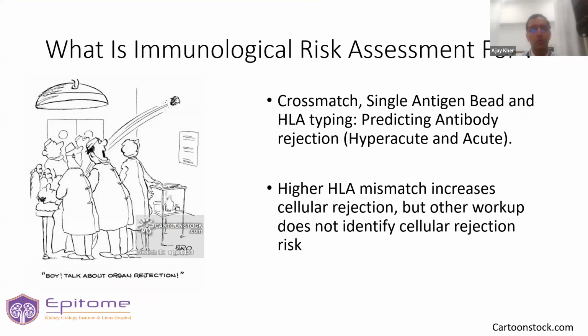What this evaluation will not do is tell you anything about cellular rejection. There are certain risk factors, so a higher HLA mismatch may increase cellular rejection, but this workup is not to identify cellular rejection. This is only to assess and try to predict or avoid antibody rejection, both hyperacute and acute antibody rejections. And so that's what we are trying to do.